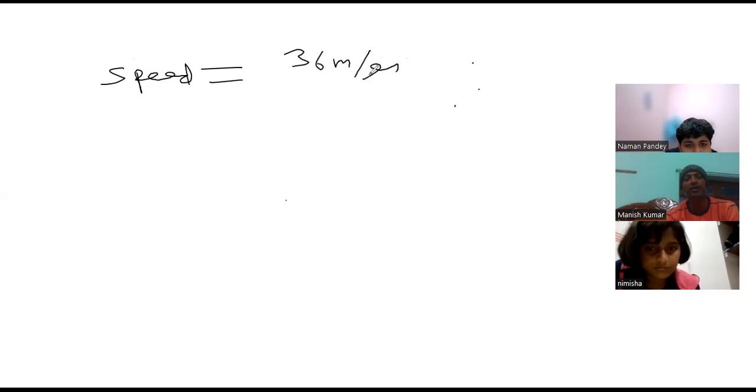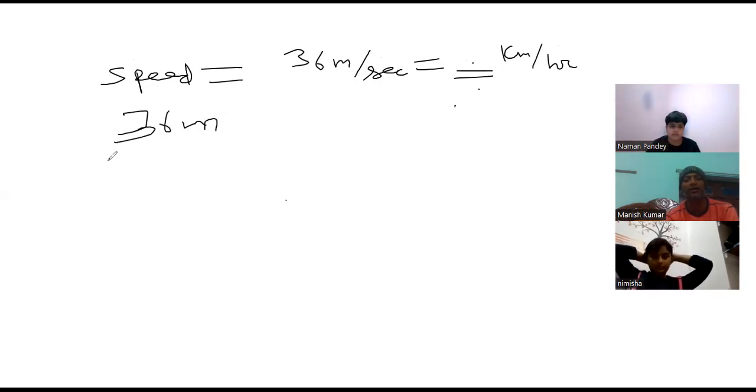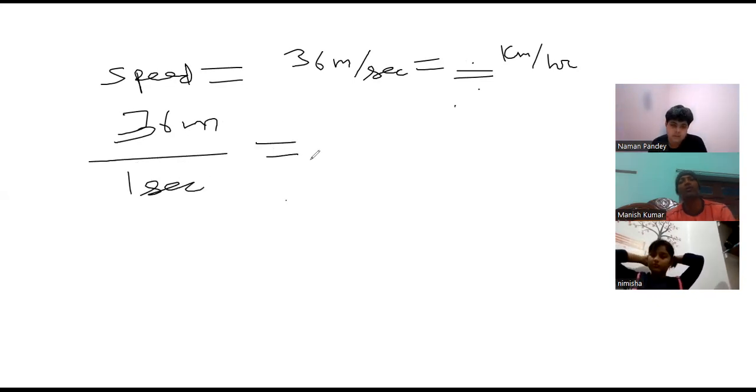Okay. Suppose you have been given speed as 36 meters per second, Naman. You have to convert it to kilometer per hour. Okay. Can you try it? Now tell me. First, I will write 36 meters divided by 1 second. Isn't it? Equal to. Now what I'm going to write here?